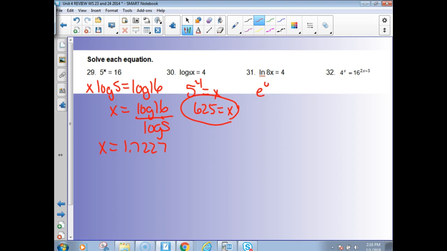It's being solved. e to the 4th equals 8x. You're going to need to take e to the 4th and divide it by 8. That's going to be 6.82.